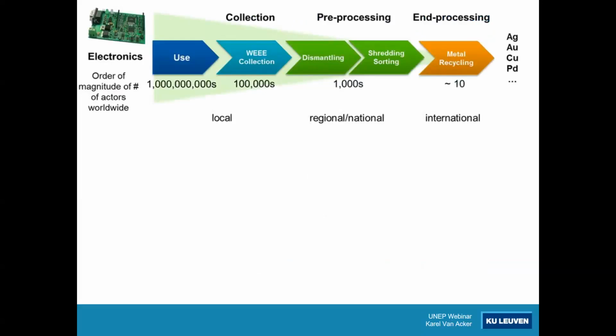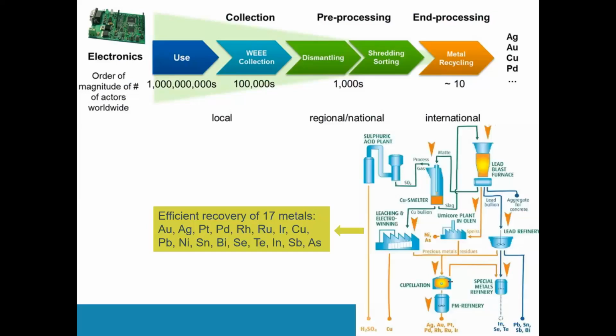The collection is done by 100,000 different small companies. Dismantling, there are fewer companies. And if we focus on metal recycling, and more specifically on the recycling of printed circuit boards out of electronics, there actually are only a few companies in the world that are able to do that. Since it's very complex, I will not explain in detail, but the picture sketches a bit the complexity of these flow sheets to extract the different metals out of these devices.